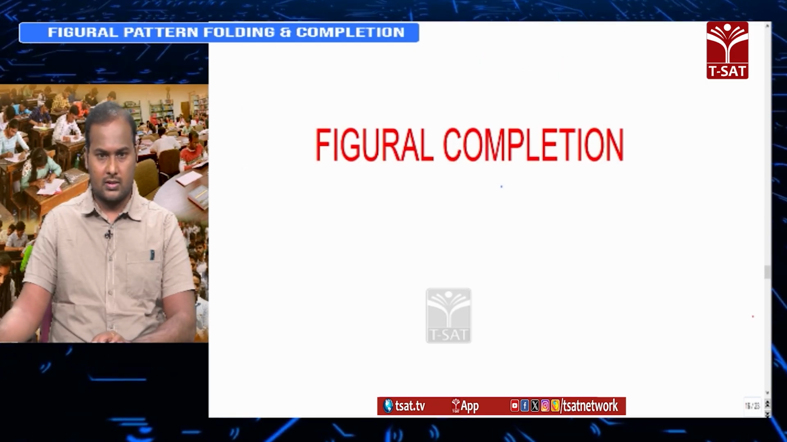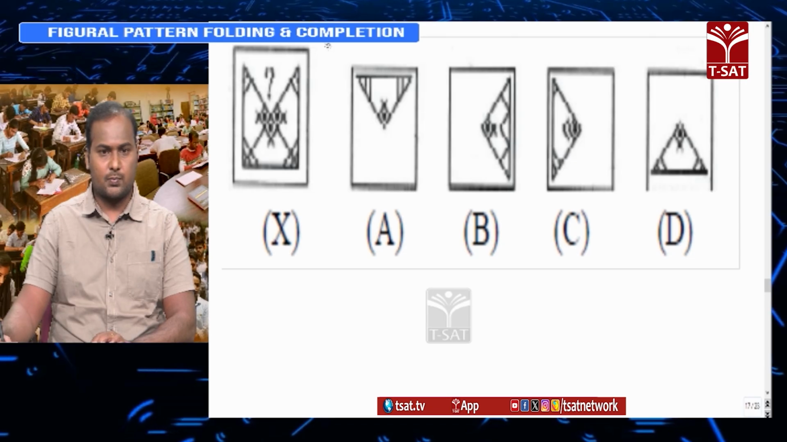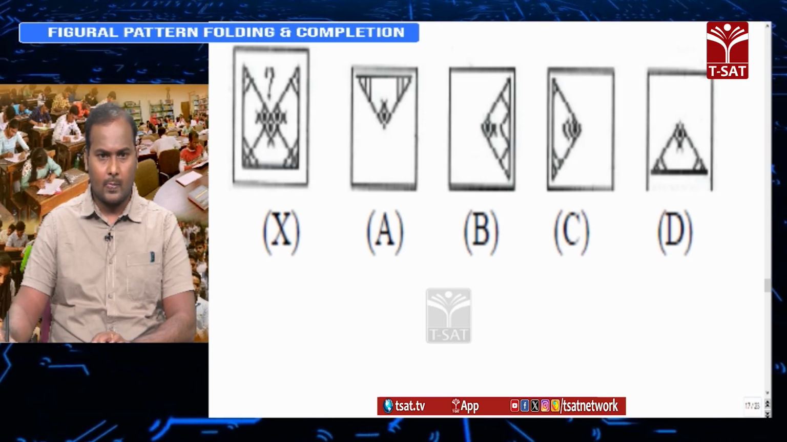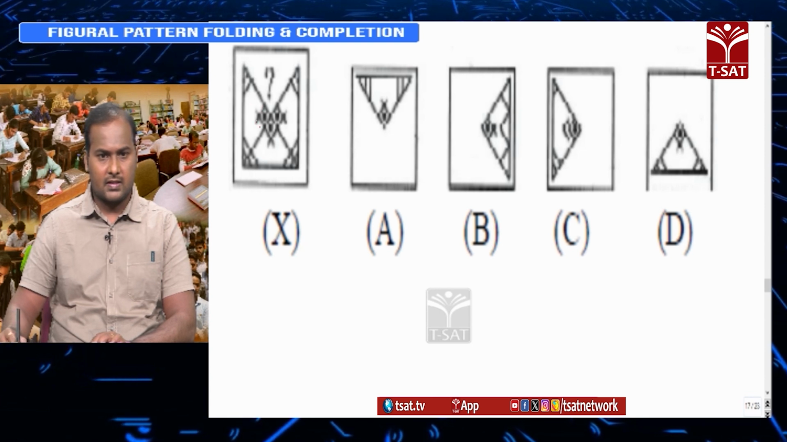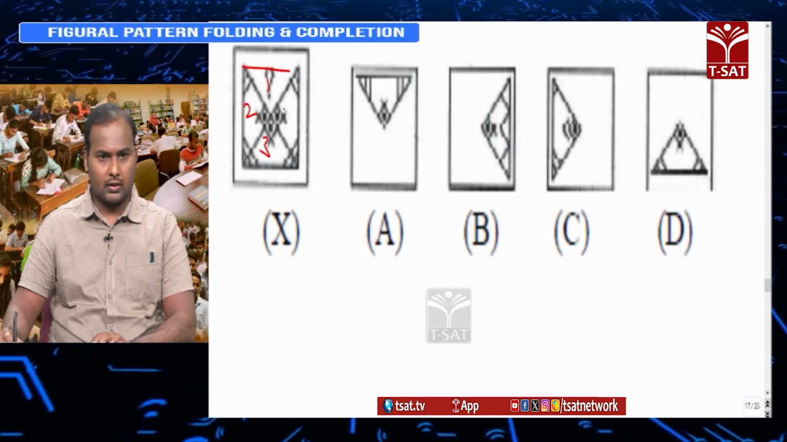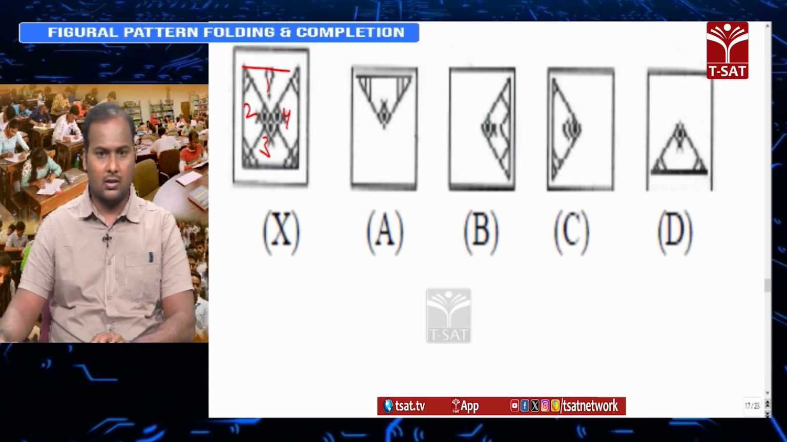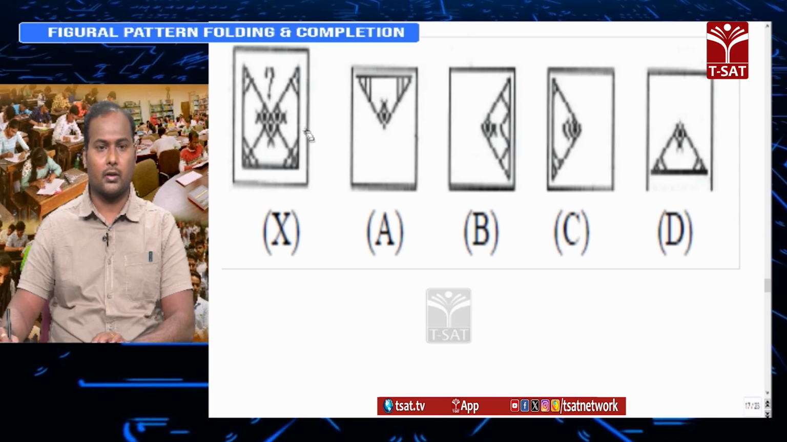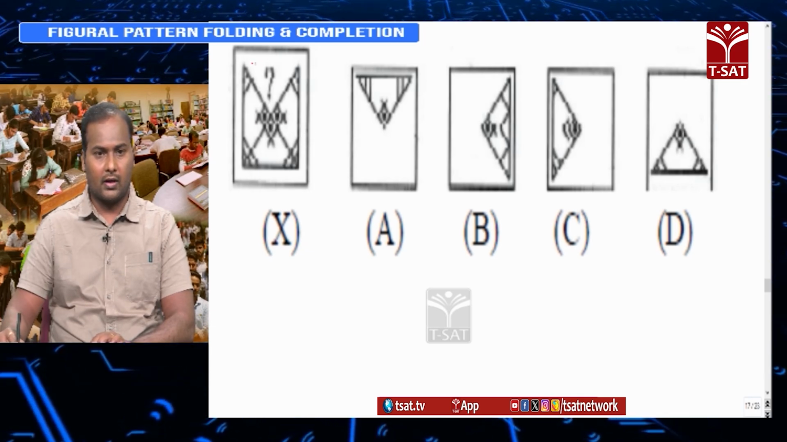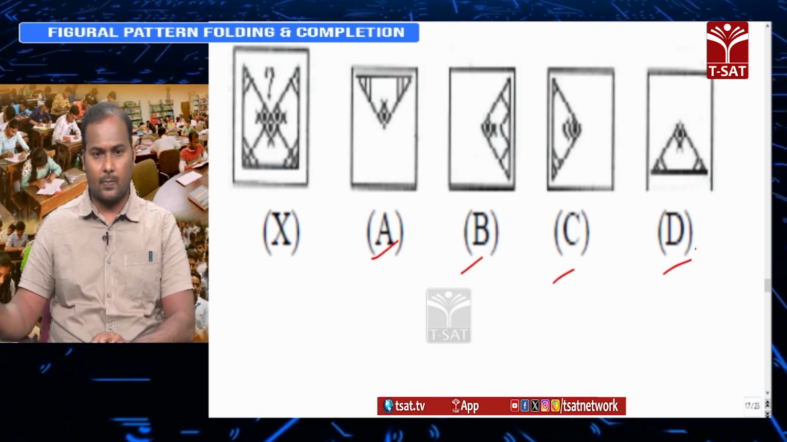Next, we are going to discuss figure completion. See here, in this particular paper, I can say this is an image or a paper. In this case, 3 sides are given. In total there are 4 sides. What are the 4 sides? This is 1, 2, 3, 4. So he will give 3 sides and ask you to find the next side. This is very important for SSC. So 3 sides are given.